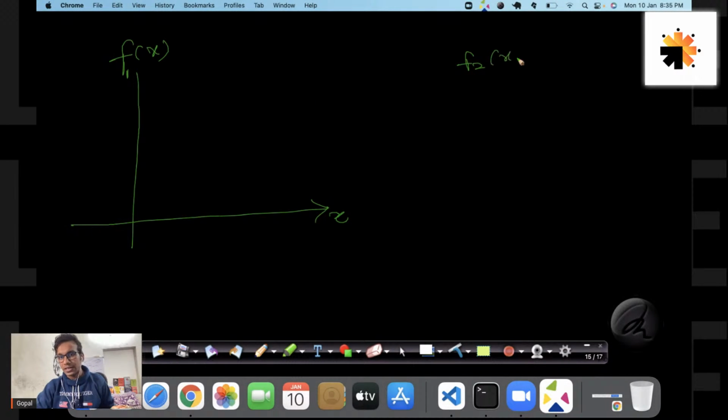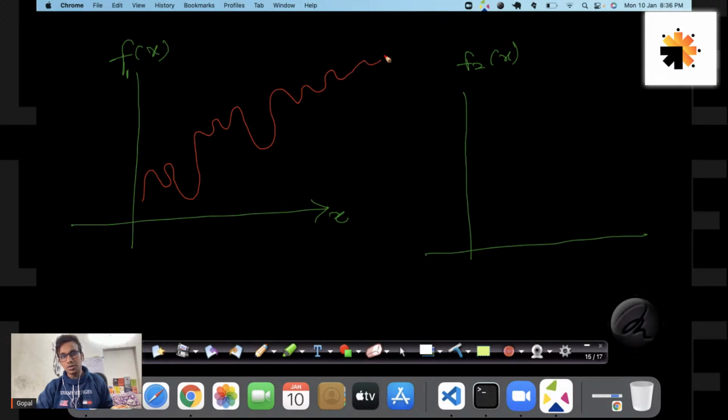So let's say you have this function f(x), and you have this x. This is your f1 of x, and this is your f2 of x. f1 of x has somewhat this type of value, and f2 of x has somewhat this. This is the f2 of x, and this is your f1 of x. When you see such graphs, these are continuous ones.